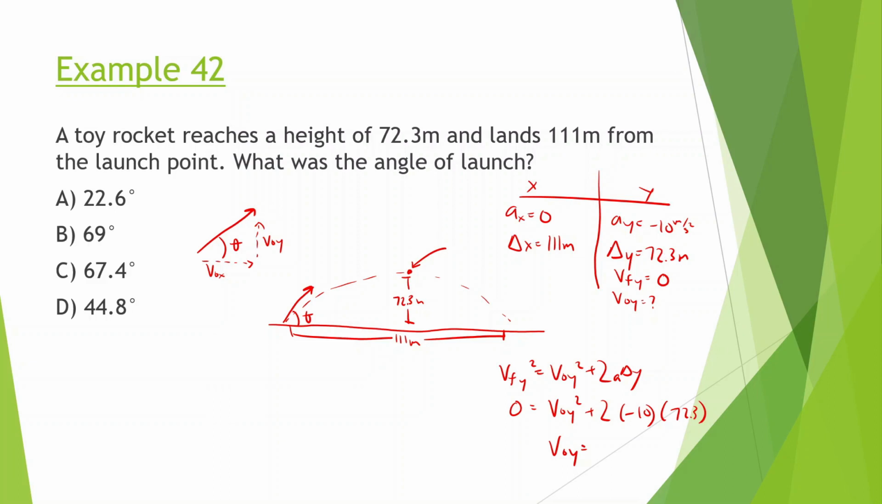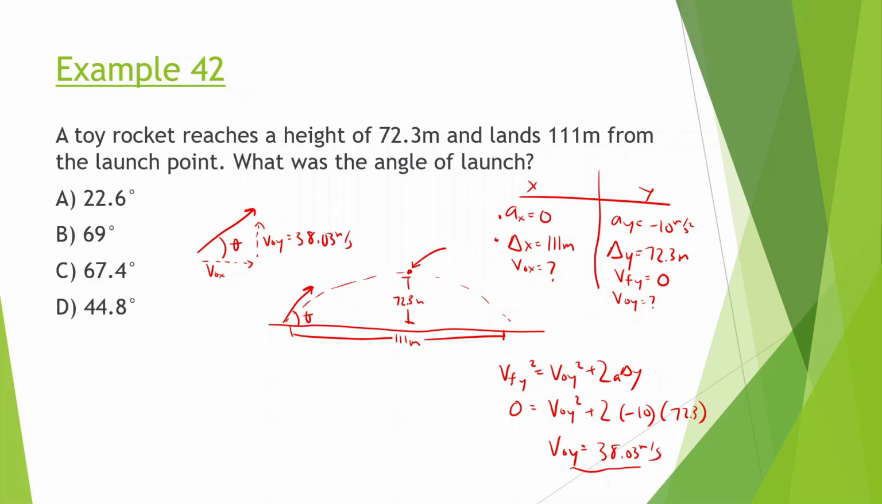72.3 times 10 times 2, square root, is 38.03 meters per second. So I can see this is 38.03 meters per second. But now I still have to find what v initial x is. The problem is I only have 2 pieces of information here. So I need one more piece of information in order to help me find this.